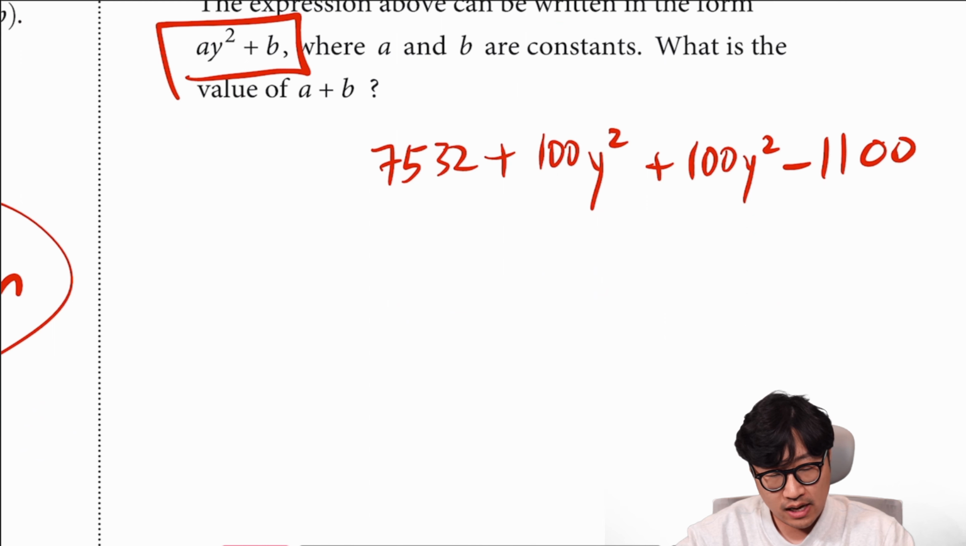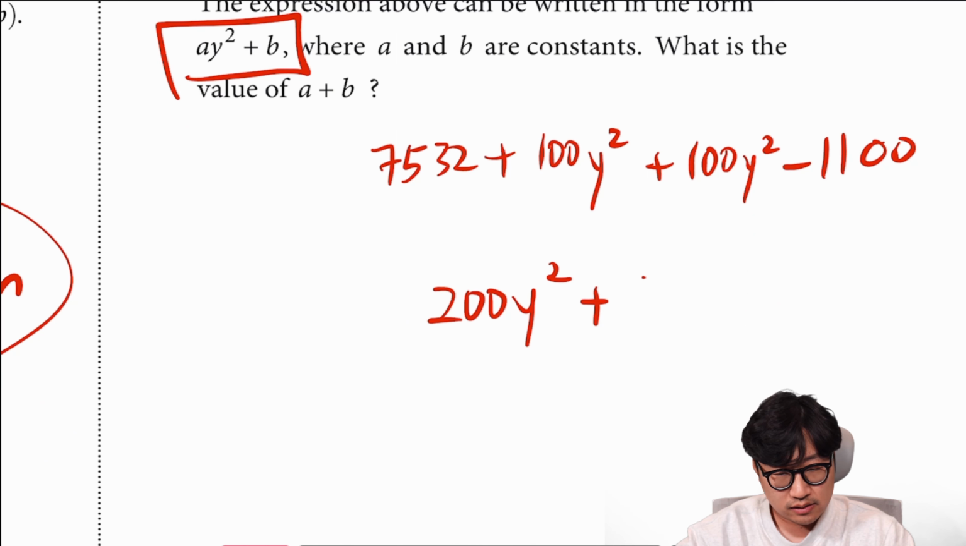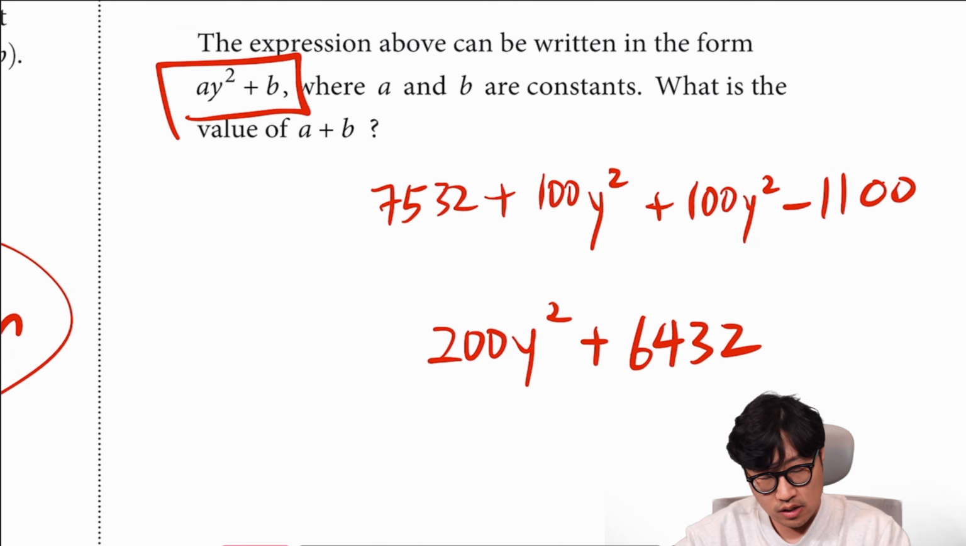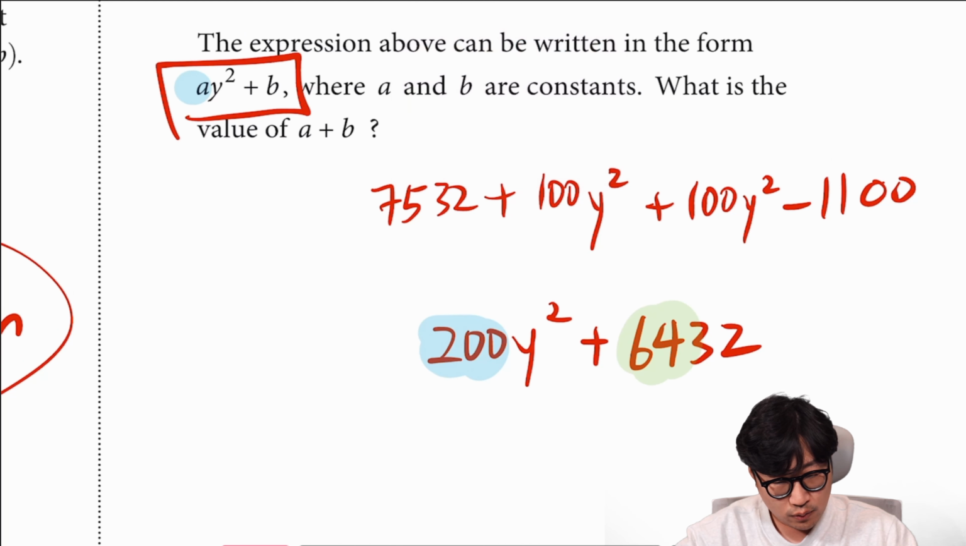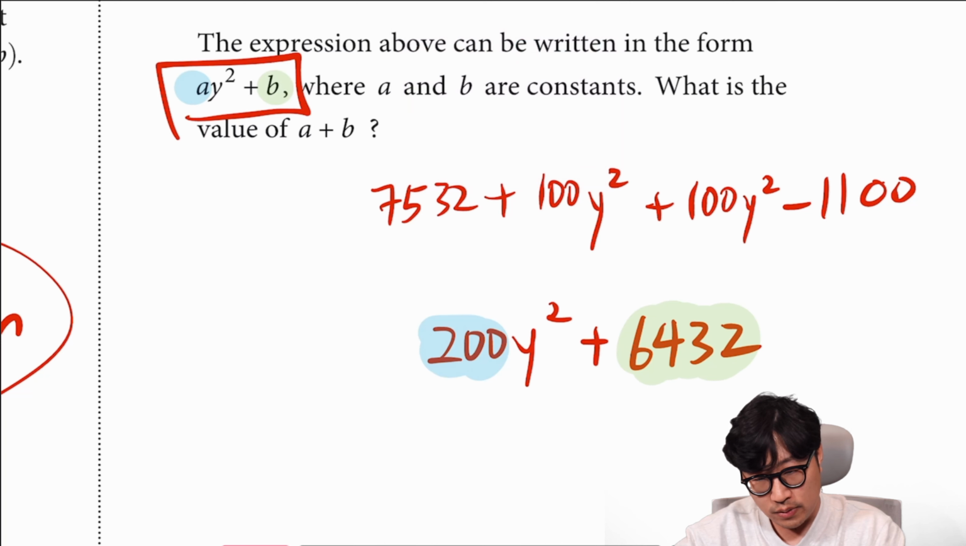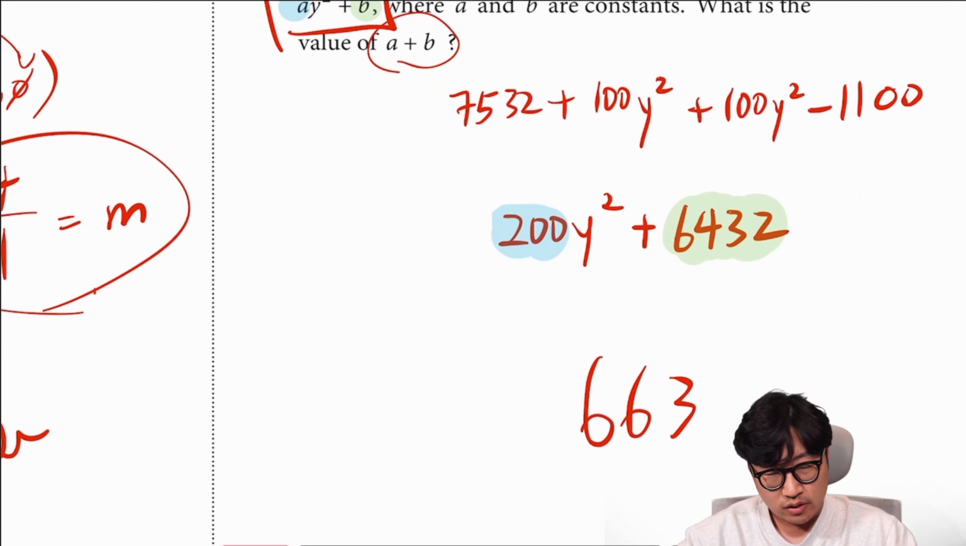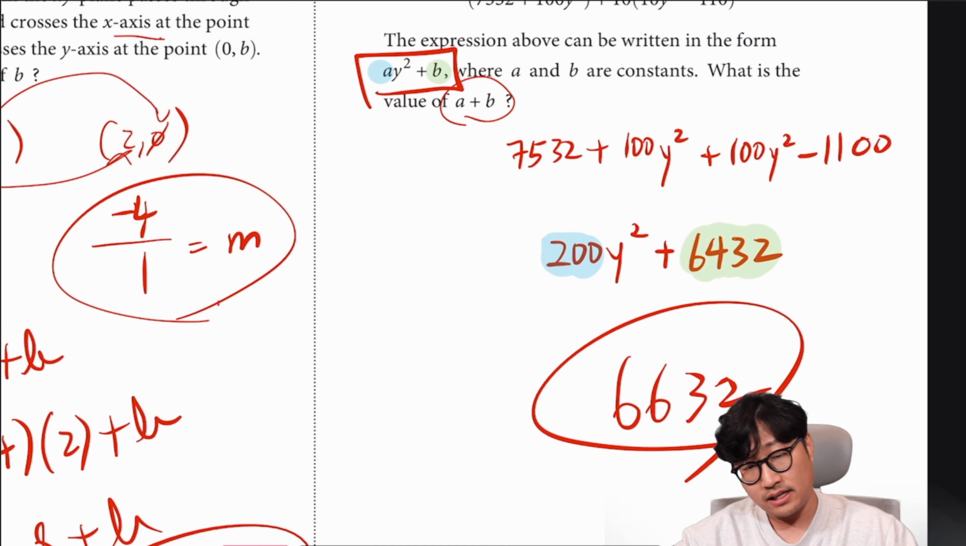So if you put them together, that would be 200y squared plus 6432. So what do they want? They want a plus b. If you notice, a is the 200, and then the 6432 is going to be the b. So they just want you to add those two, which is going to be 6632. And there you have it. And that's the end of section 3.